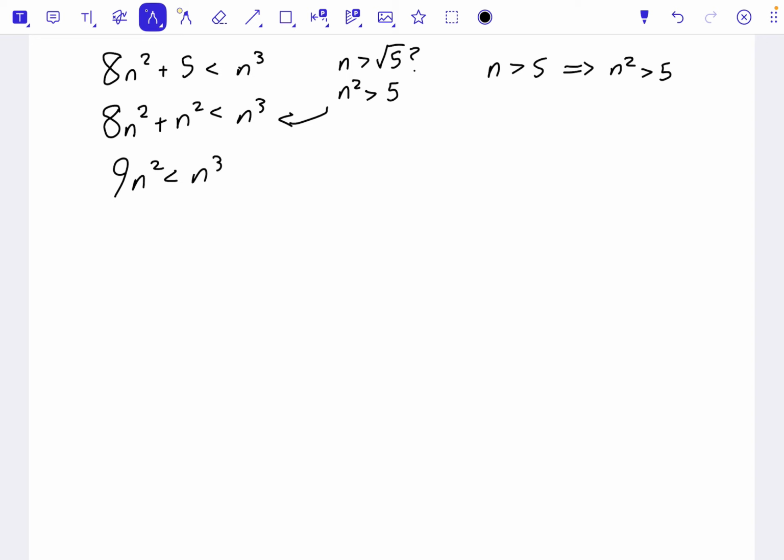So 9n squared is less than n cubed, and we reach the same conclusion as before. n is greater than 9. So we ended up with a whole bunch of different properties for n that may or may not be true. We have that maybe n is greater than root 5.